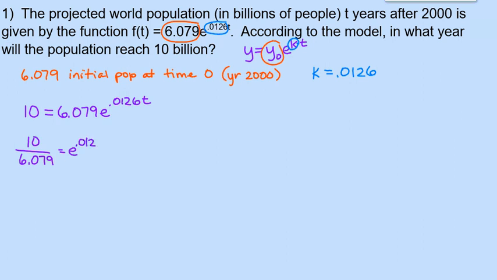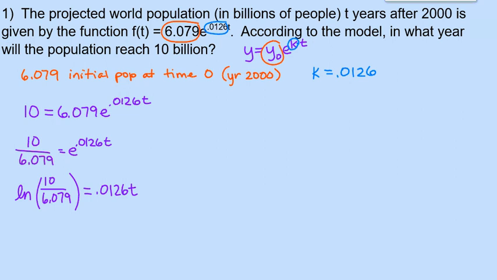Now what I would do is just leave the fraction here as it is. I would not worry about simplifying that or plugging it in the calculator. It doesn't look pretty, but we'll just leave it like that for now. Now we're ready to take the log of both sides, and since we're using the natural base e, let's take the natural log of both sides. Natural log of the left. And what's going to happen when we take the natural log of the right is that it will cancel with the e, leaving us with just 0.0126t.